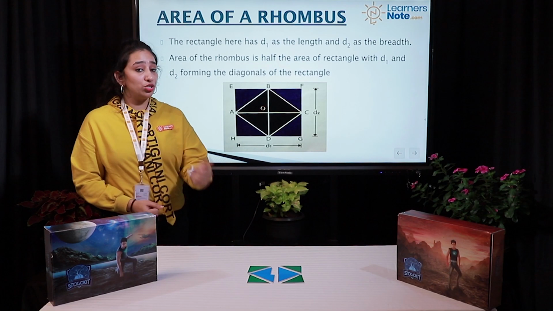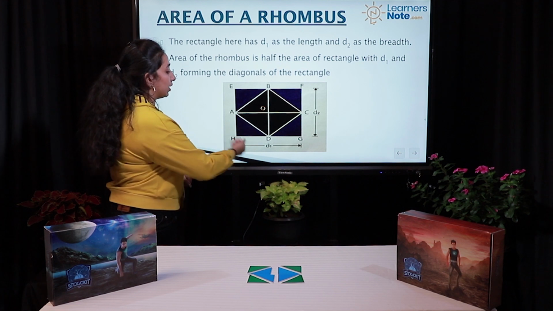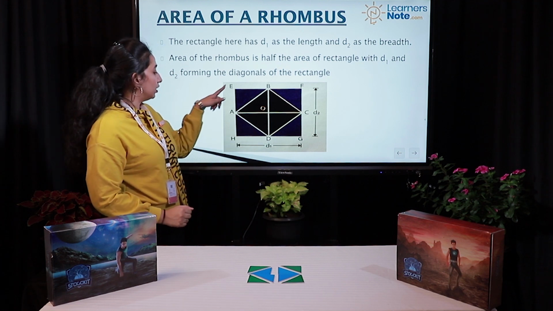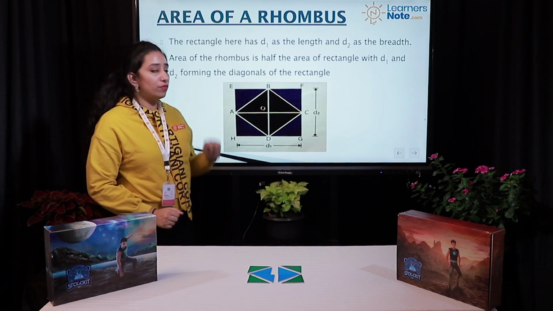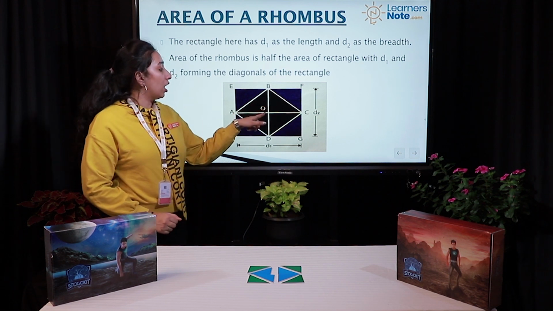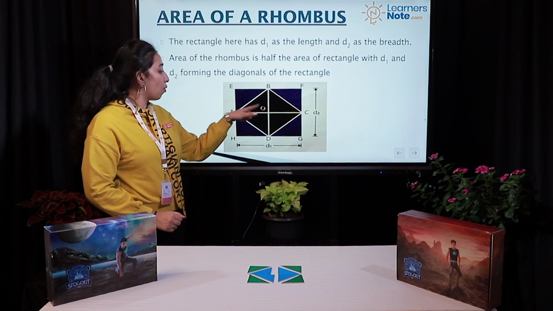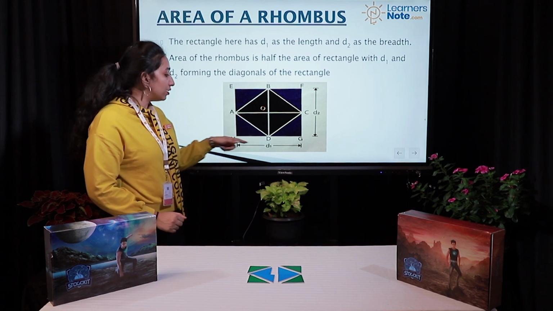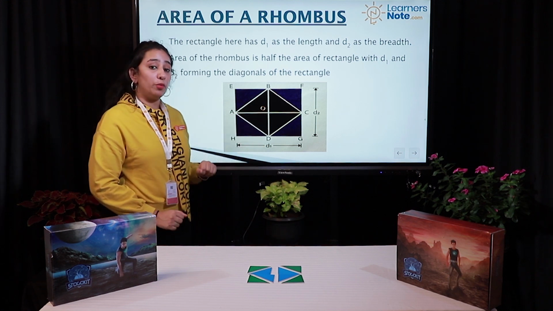See, the same thing I just showed you. You have the rectangle, that is rectangle EHGF, and we have the rhombus ABCD. You have the center of the rhombus, that is O, and we have got the diagonals D1 and D2. So how do we find the area?